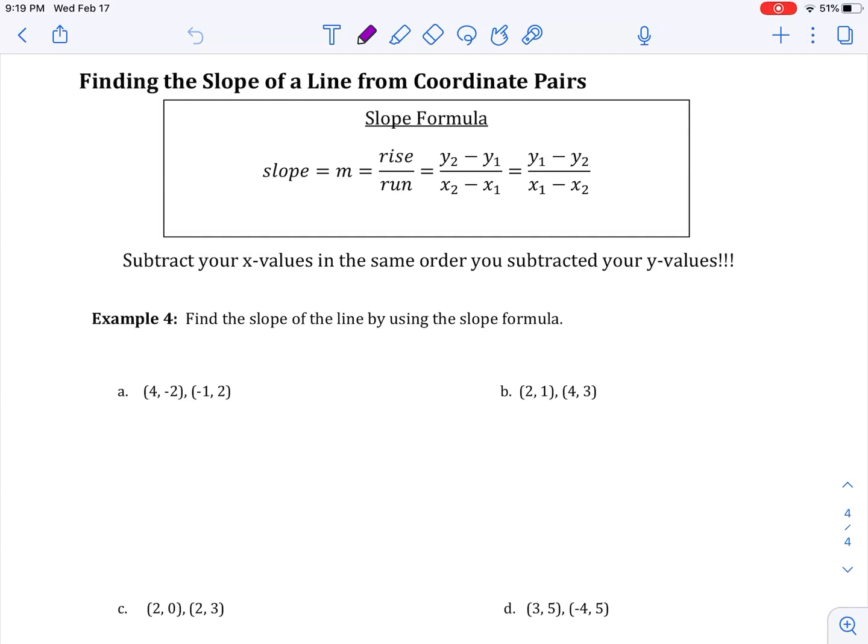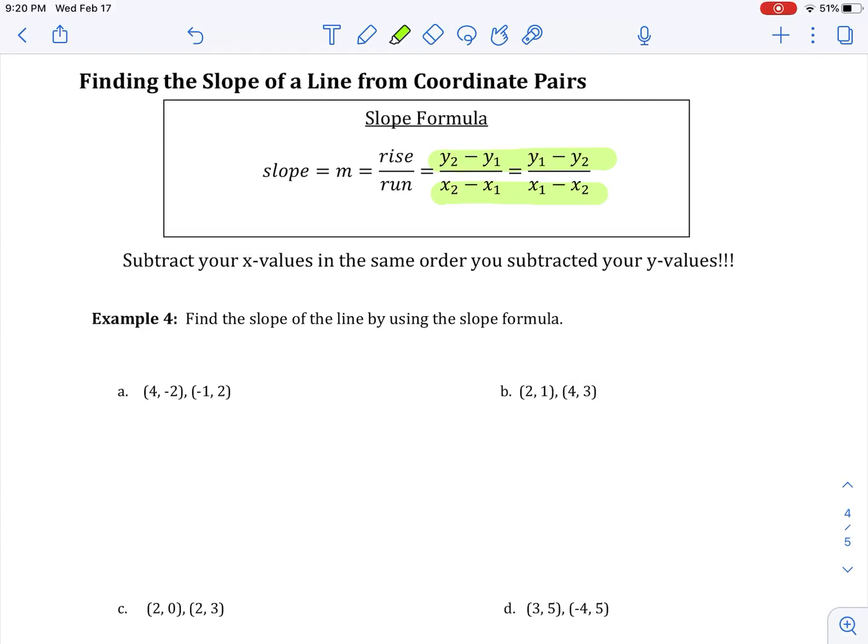So if you look down at example 4, you're going to see two sets of parentheses with two numbers in each parenthesis. That means you have an x and a y value in each of those parentheses. To calculate the slope from those two ordered pairs, we're going to subtract the y's on top and subtract the x's on the bottom. And that's exactly what you're seeing in the formula in the box.